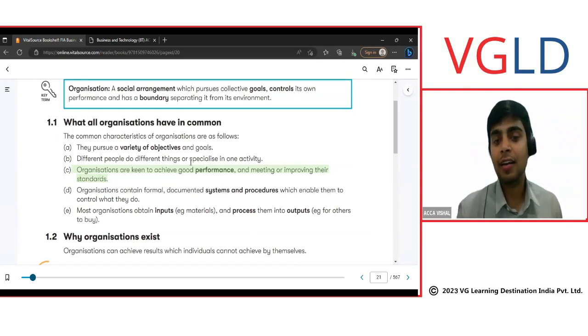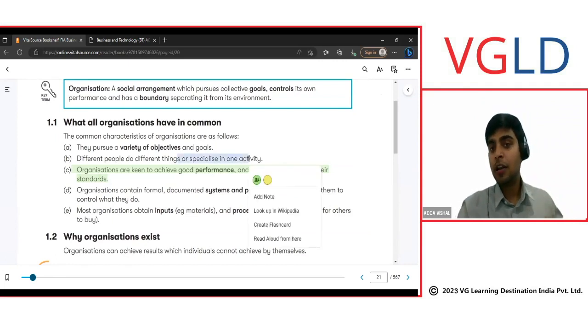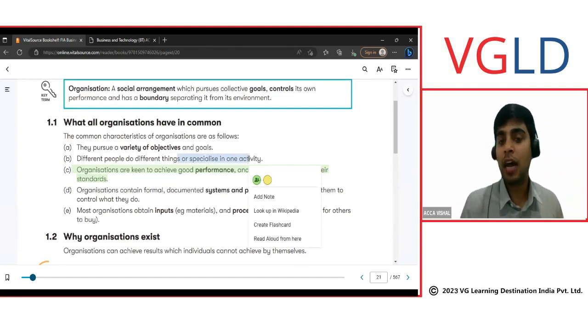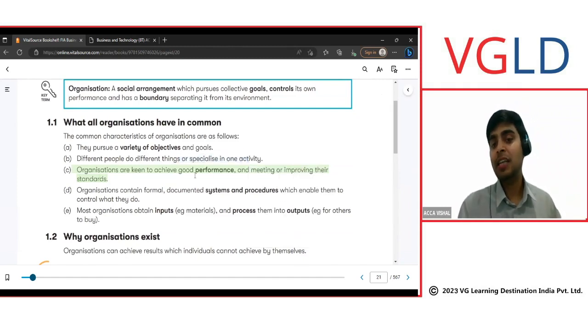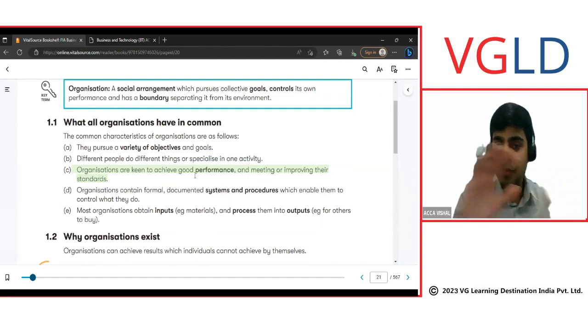So this is what it means: once an organization becomes large, it involves a lot of individuals together, and most of the time each individual does only their own task. This creates a standard, and it also makes for good performance achievement. Hope this point is clear now.